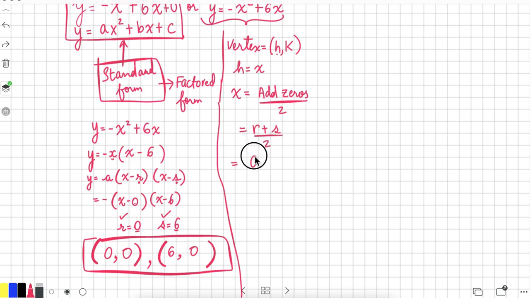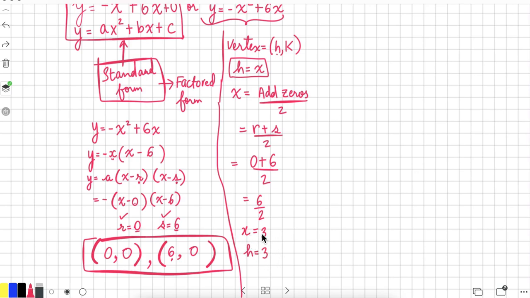The r value is 0 plus the s, which is 6 right over there, divided by 2. So let's solve. 0 plus 6, that's a 6 here. 6 divided by 2 is just going to be 3 here. So this is the x value we got, but as I told you, what is the h value? It's the same thing as finding the x. So that means the h, we can say that's a 3 here.